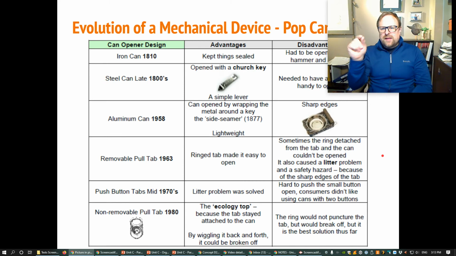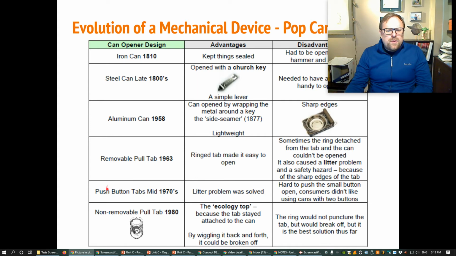Or you have that little ring that you use to pop open the cap. Well, it becomes a litter problem. People don't find a garbage can. They're lazy. They toss it on the ground. We have them all over the place. They become a safety hazard because of the sharp edges where you peeled it off.